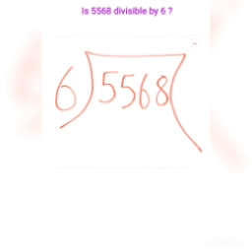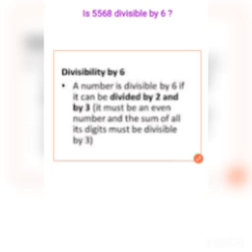Now, can you tell me whether this number is divisible by 6 or not? One way is to divide 5568 by 6 and see whether we get the remainder 0 or not. If the remainder is 0, this number is divisible by 6. If the remainder is not 0, that means this number is not divisible by 6. But instead of doing this huge long division, there is another trick which we can use to see whether this number is divisible by 6 or not.